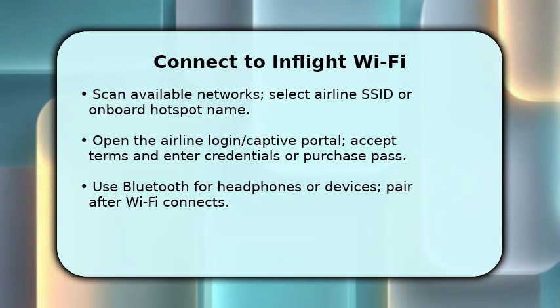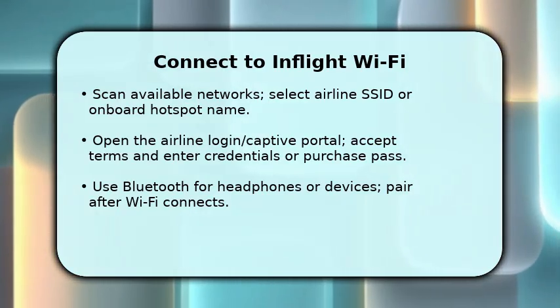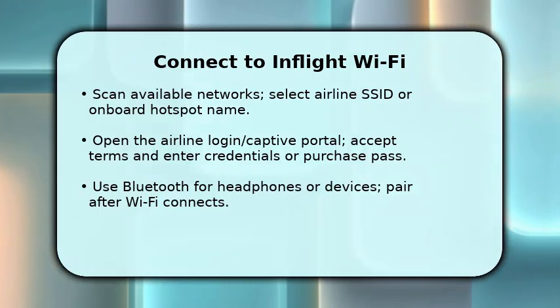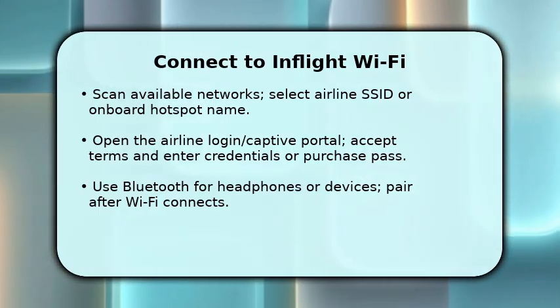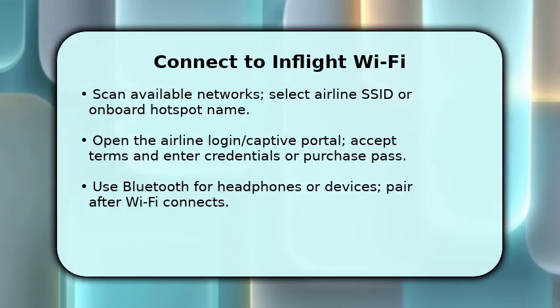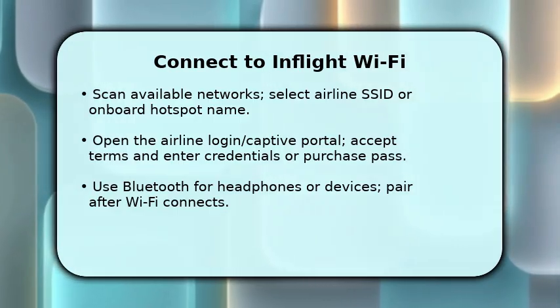Now connect. Tap the airline SSID in Wi-Fi settings and wait for the device to join. Once associated, the captive portal should open automatically. If not, open Safari and load any page to trigger it. Follow prompts to accept terms, log in, or buy a pass.